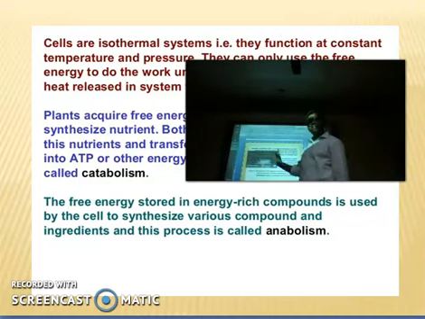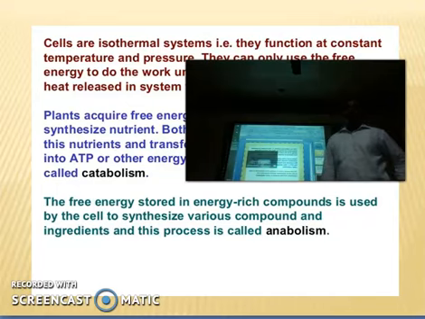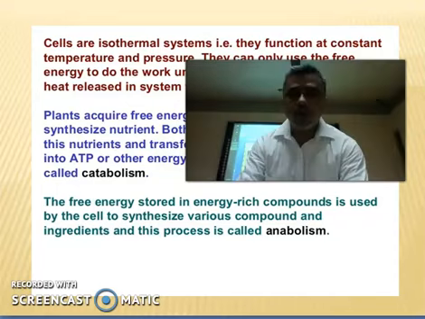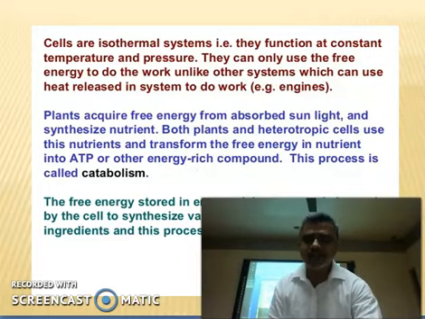No, you have to write like this. The free energy stored in the energy-rich compound is used by the cell to synthesize the various compounds and ingredients, and this process is called anabolism. Another word, as I said previously, the energy stored in the energy-rich compound is used by the cells to synthesize various compounds and ingredients, and this process is called anabolism. Now you understand what is catabolism and what is anabolism in the plant? Yes. Okay, very good.